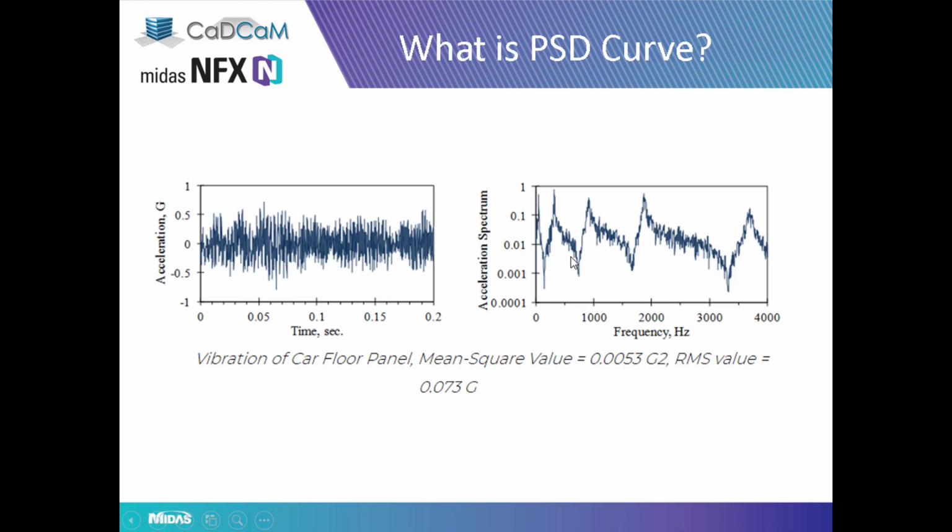What is the power? The power is the integral under this graph, after we make the Fourier transform from the time domain to the frequency domain. Here is the peak, the first frequency, the second, the third, the fourth, and so on. So the integral under this graph is the value of G square. Here in this example it is 0.0053 G square. And the root mean square of this value is 0.73 G, which is the power.